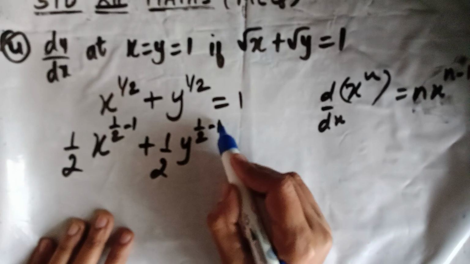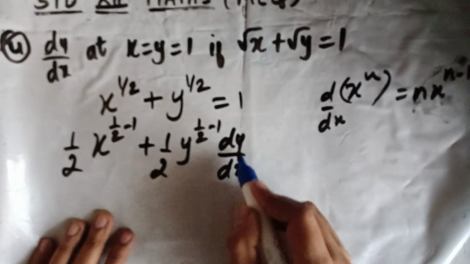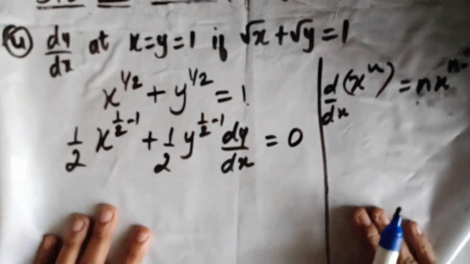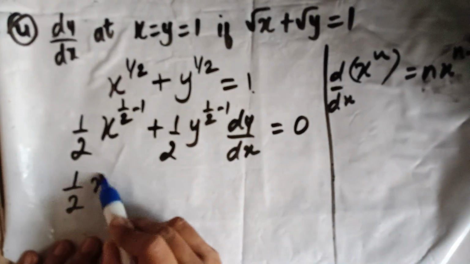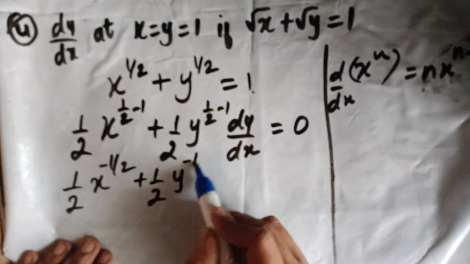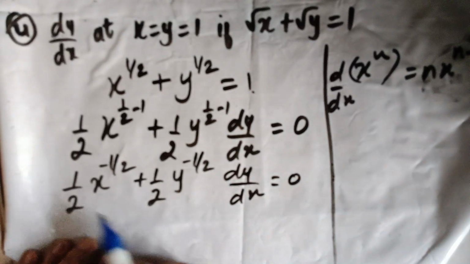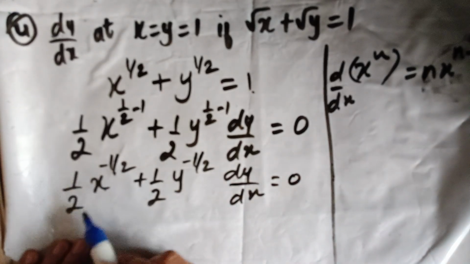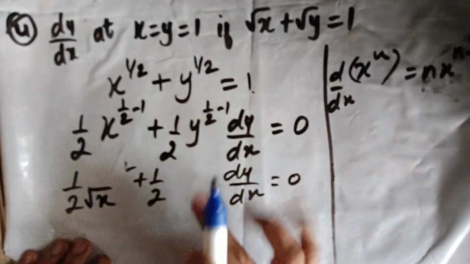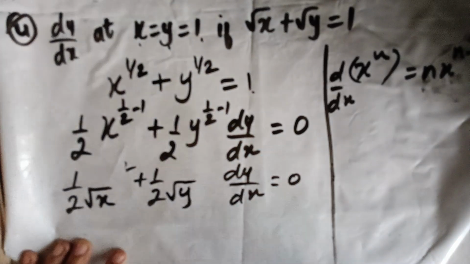Now this is implicit function, right? So you have to write this as dy by dx, derivative of y also. Here derivative of 1 is 0. Okay. So this becomes half x raised to minus half plus half y raised to minus half dy by dx. Okay. So this is x raised to minus half, means in the denominator root x. Here it is root y. Okay. Now we have to put the value of x and y to be equal to 1.